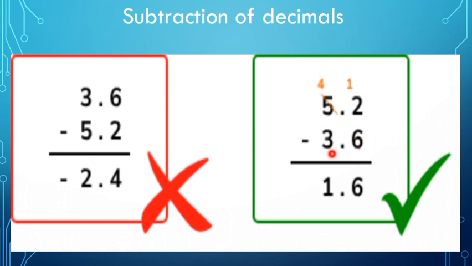5.2 minus 3.6. You get 1.6. So here the 2 becomes 12, as 1 is borrowed from the 5. So 12 minus 6 is 6 and 5 becomes 4. 4 minus 3 is 1. And here you cannot subtract a bigger number from a smaller number. The result which you get is not a decimal, it's a rational number. So do the subtraction like this. And remember, you have to align the decimal points in both addition and subtraction.